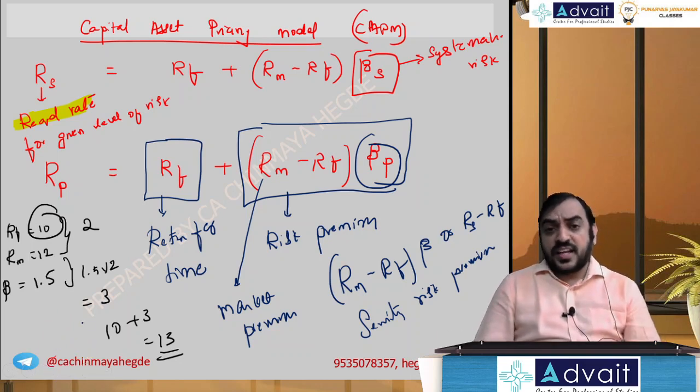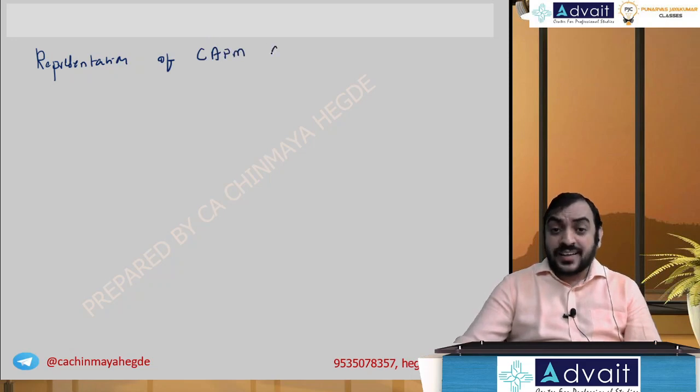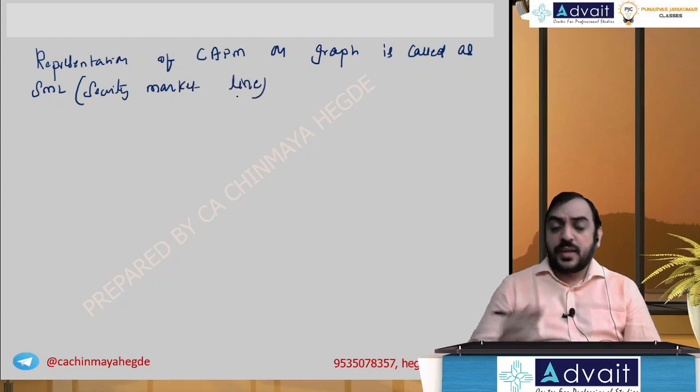Okay, now let us go further. Hope you have taken it down. Representation of CAPM on a graph is called, or results in, SML, security market line. Security market line.